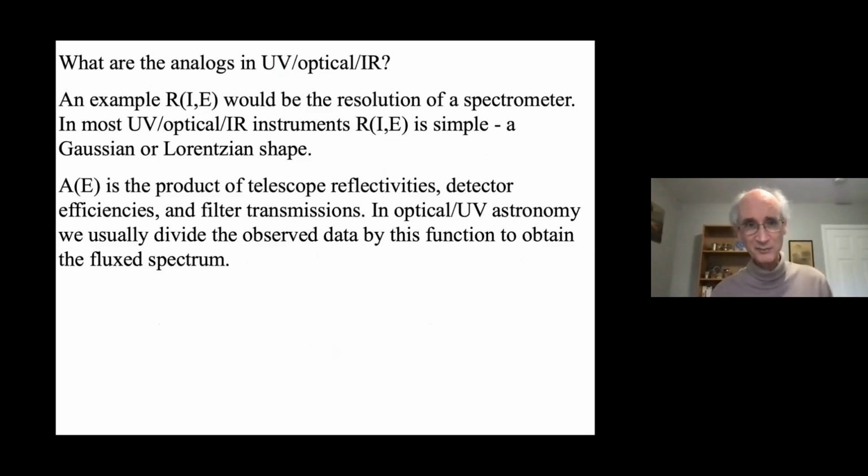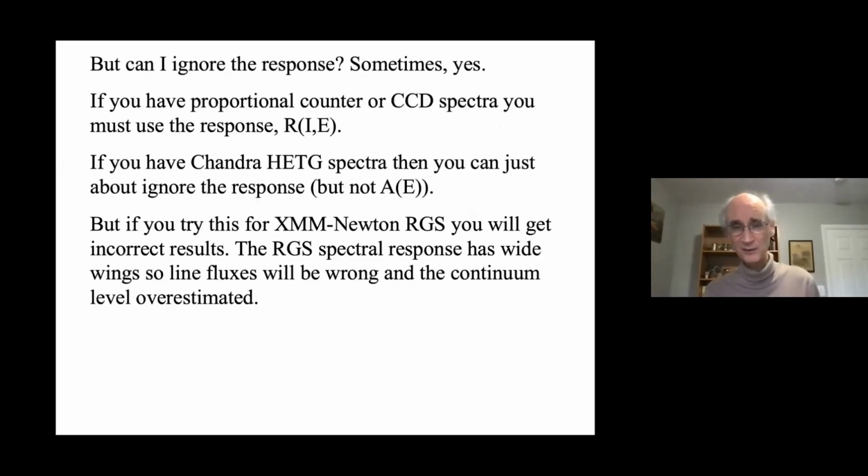Okay, this is just what are the analogs in UV optical. Generally, your response is very simple, and the ARF equivalent is telescope reflectivities, detector efficiencies, filter transmissions, and so on. So usually you've just divided them out. But can you ignore any of this response? In very rare circumstances, the answer is yes.